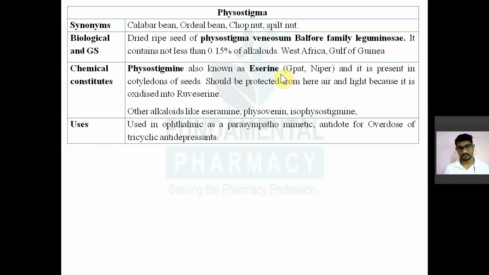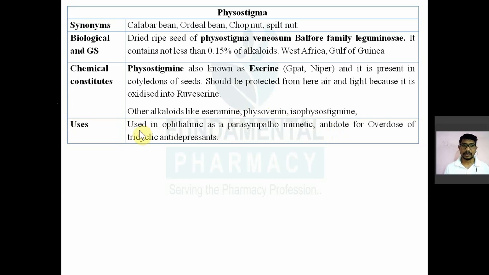This has already come here. Now it is present in the cotyledons of the seeds. The nut has two cotyledons, and in them this physostigmine is present. Okay, and it should be protected from light and air because it converts to rubreserine by oxidation. Other less important alkaloids are eseramine, then physovenine and isophysostigmine.